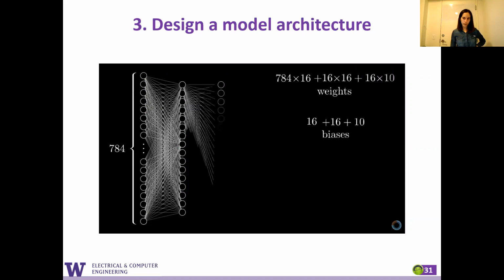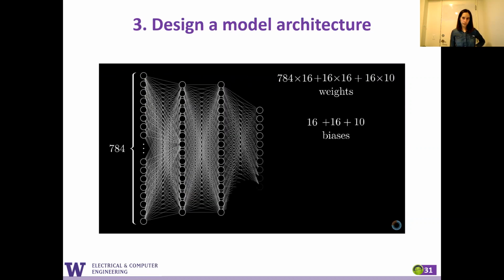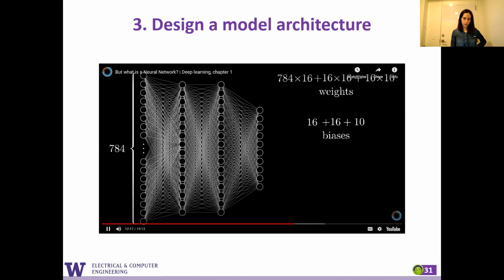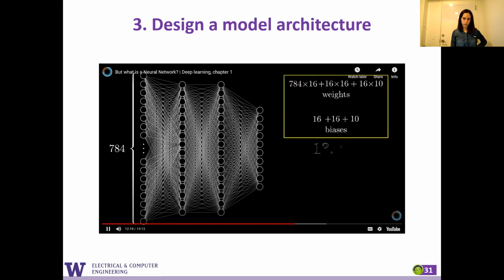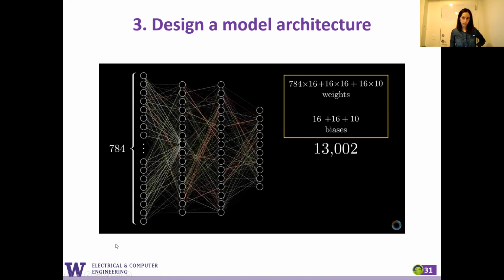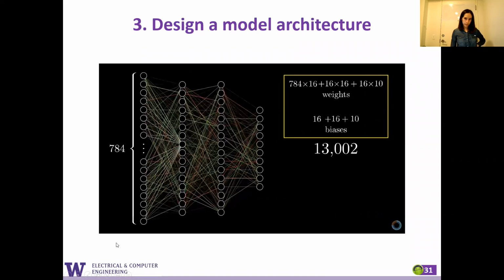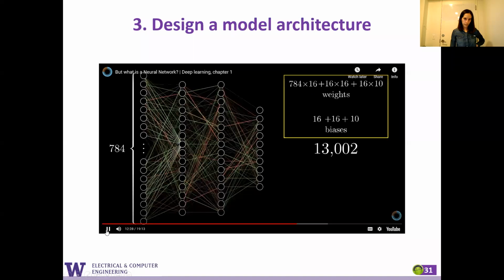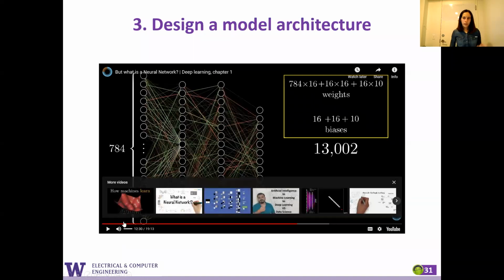The connections between the other layers also have a bunch of weights and biases associated with them. All said and done, this network has almost exactly 13,000 total weights and biases, 13,000 knobs and dials that can be tweaked and turned to make this network behave in different ways. We'll stop it here.